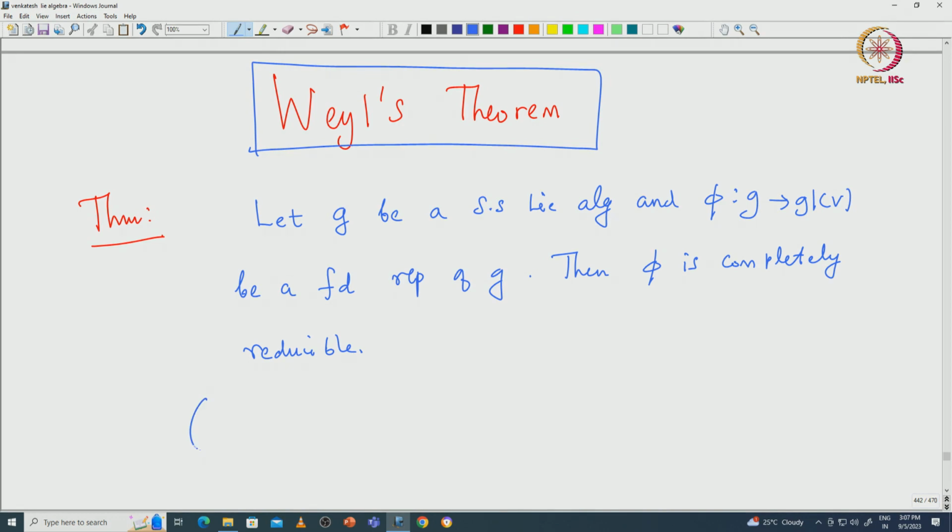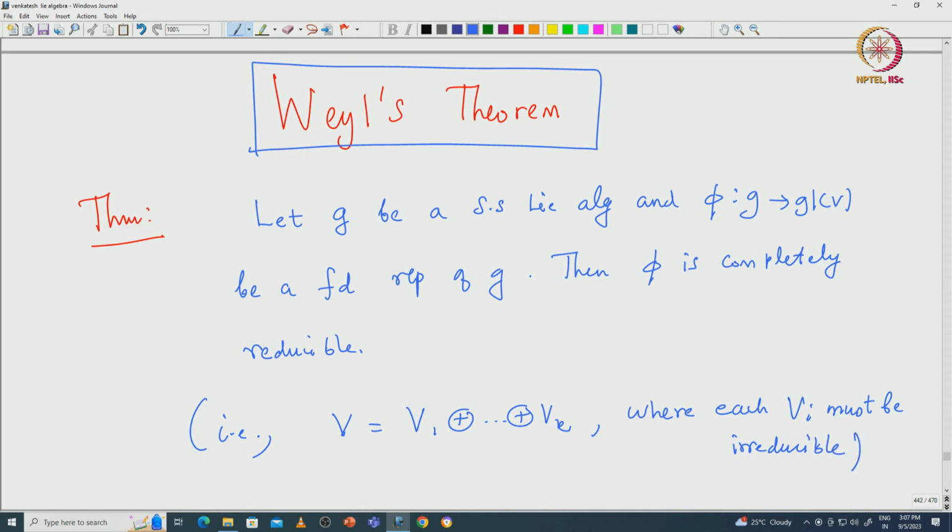So, what is the meaning of that? That is, this V can be written as a direct sum of irreducible representations V1 etc. Vk, where each Vi must be irreducible. This is something we have already seen for SL2 representations. Now we have developed enough tools to prove it for any semisimple Lie algebra. So, let us prove this.